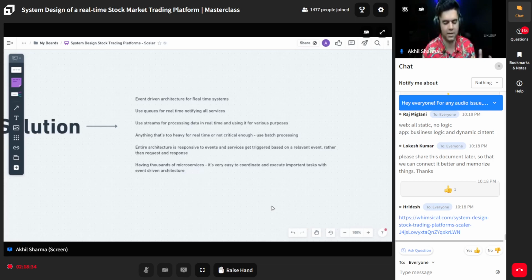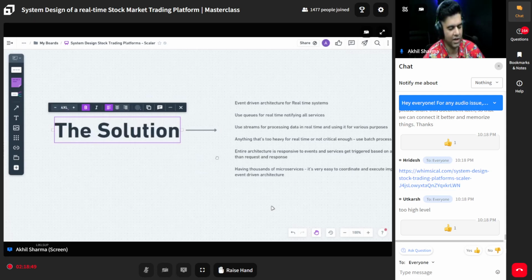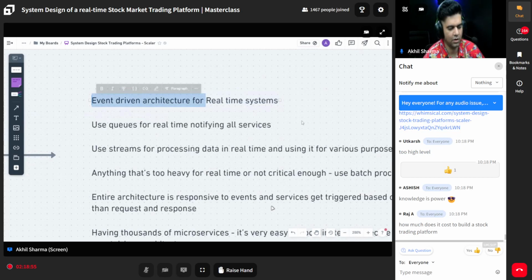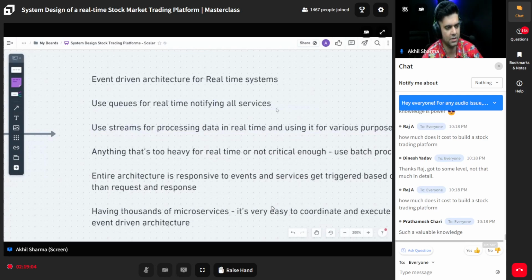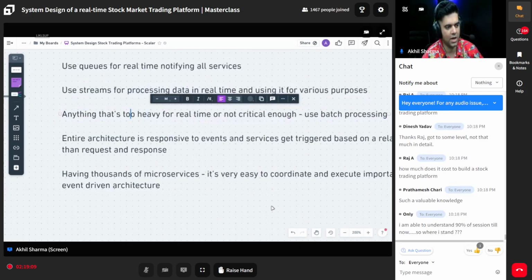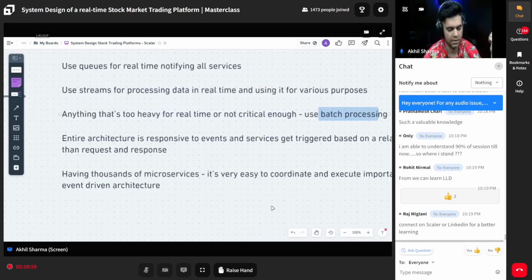So after this session, you'll have very deep knowledge about system design, about real-time systems and event-driven architectures, because you've seen the problems that can happen. You've seen how system design has evolved, right? So the solution here to those too many requests happening in those microservices is using event-driven architecture. So for real-time systems, we always use event-driven architecture. We don't want our microservices making requests to each other and waiting for information. You use queues and you use streams. Queues are used for notifying all the services and coordinating with each other. Streams are used for processing data. And anything that's too heavy for real-time processing, and it's not critical enough for us, that's where we use batch processing. So we learned about real-time stream processing and batch processing in our slides.